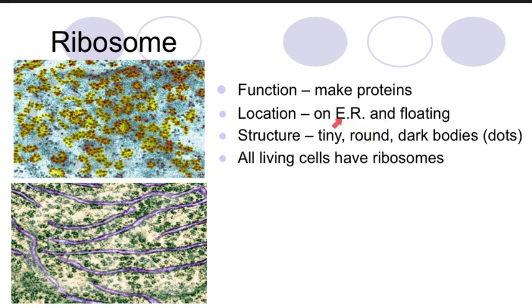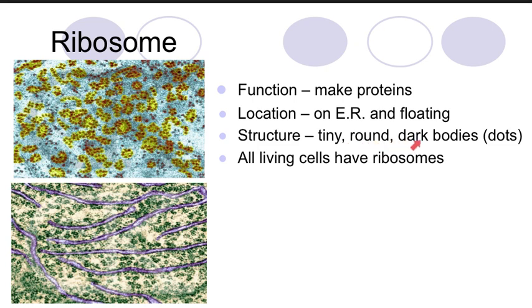It's located either on the endoplasmic reticulum, specifically the rough ER. That's what makes it kind of look like sandpaper and where the rough ER gets its name from. Or they are floating around in the cytoplasm. A prokaryote doesn't have any ER because it's a membrane-bound organelle. So in a prokaryote, they're just kind of floating around in the cytoplasm.